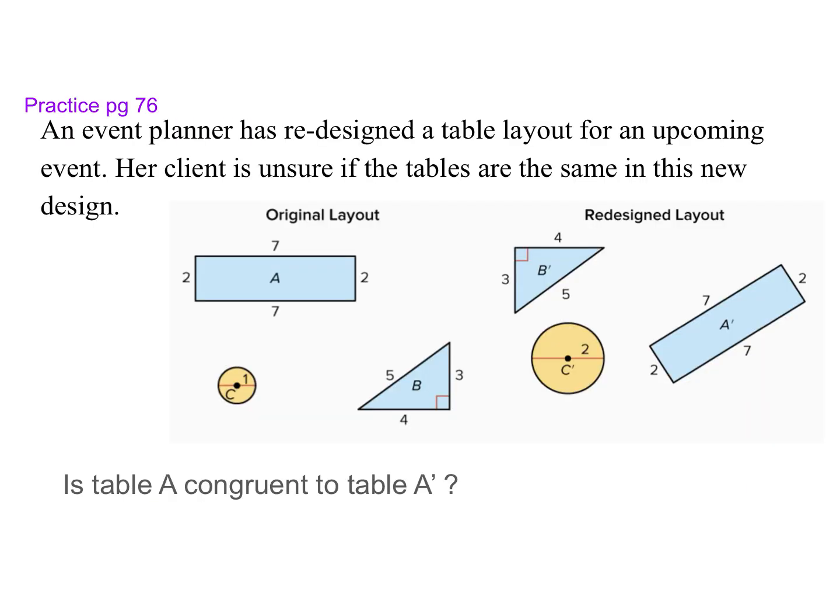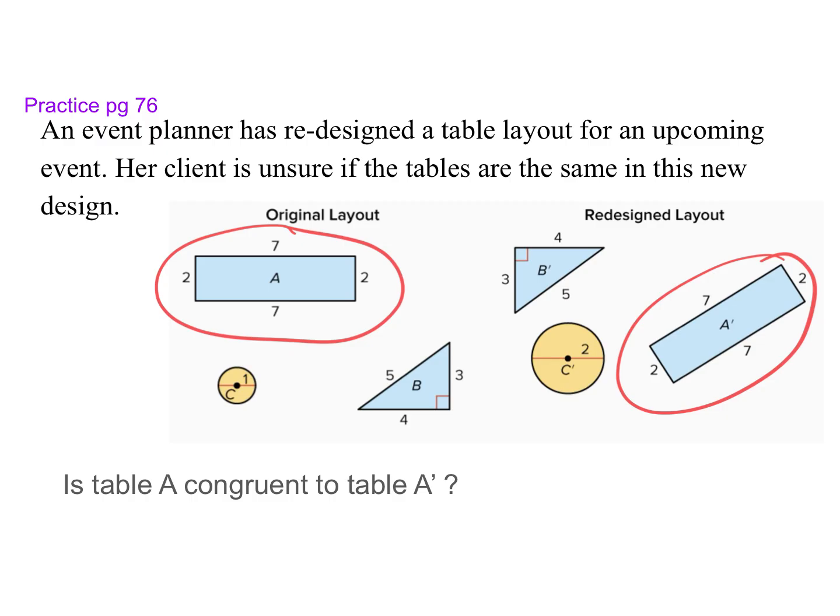All right, so this is on page 76, so turn to page 76. And it says, an event planner has redesigned a table layout for an upcoming event. Her client is unsure if the tables are the same in this new design. Is table A congruent to table A prime? Think about it for a second, and then come back to me.